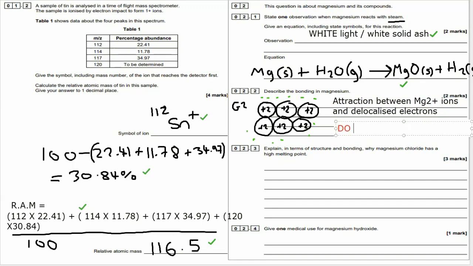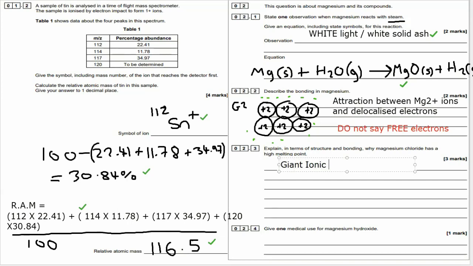Explain in terms of structure and bonding why magnesium chloride has a high melting point. We need to pay careful attention here to the question. It says structure and bonding, and it's for 3 marks. So if you just state the structure and the bonding, you're going to pick up 2 of those. Magnesium chloride, that's a metal and non-metal, so it's ionic. And the structure of all ionic substances is giant. So it has a giant structure and it has ionic bonds.